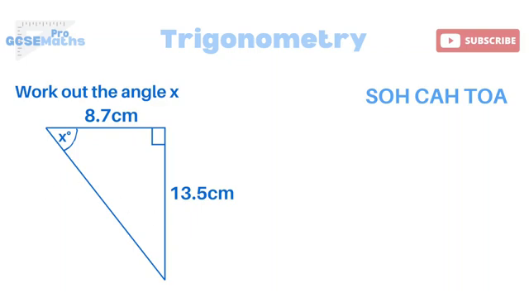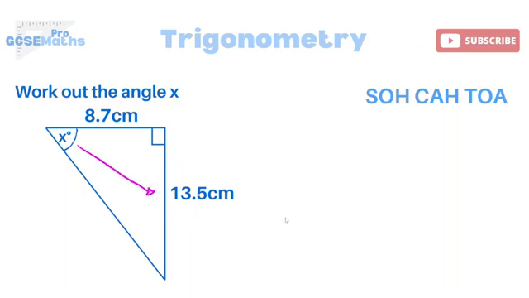Well, we're going to go through pretty much the same steps at the start. You need to label the sides that are relevant. This time it's a little bit easier because you're given two sides. So the two sides that are relevant here are 8.7 and 13.5, and we need to label them with either opposite, adjacent, or hypotenuse. The hypotenuse is the diagonal side, the longest one. The opposite is the one opposite the angle they're referring to. So you can see here this is the angle x.